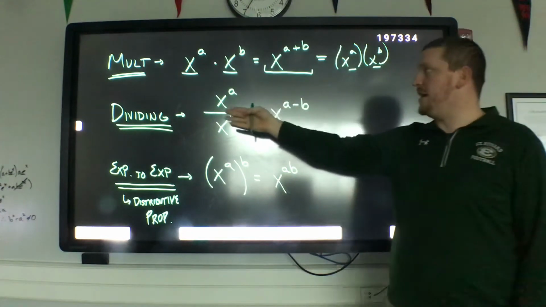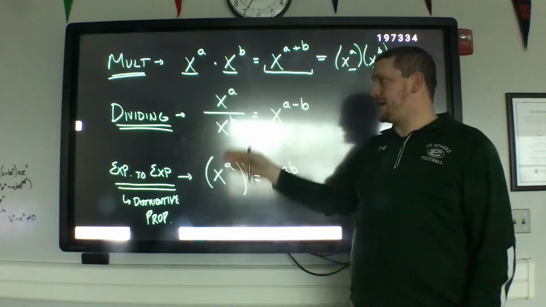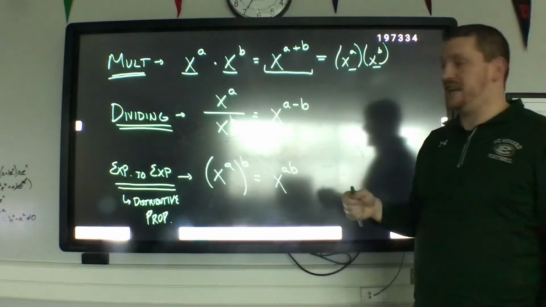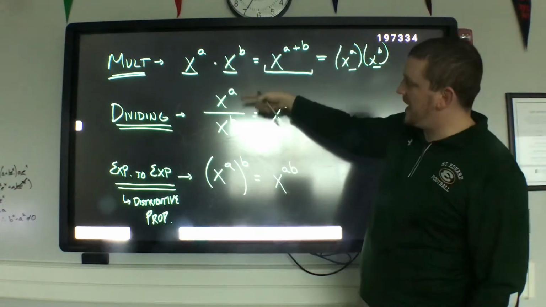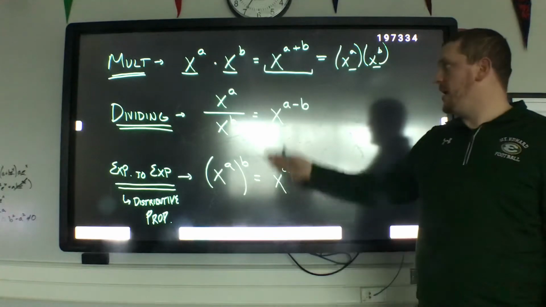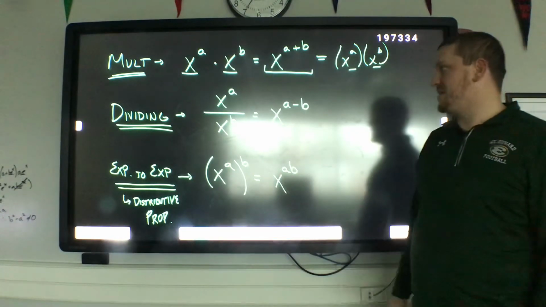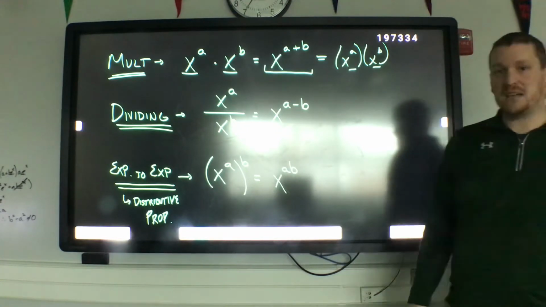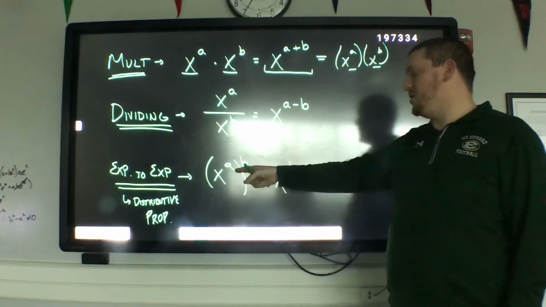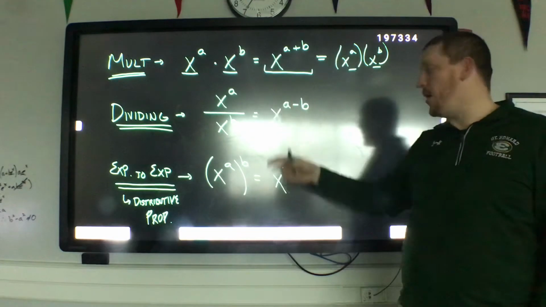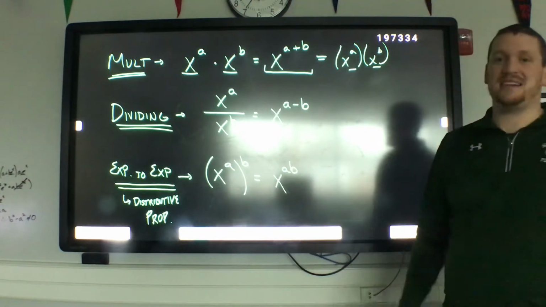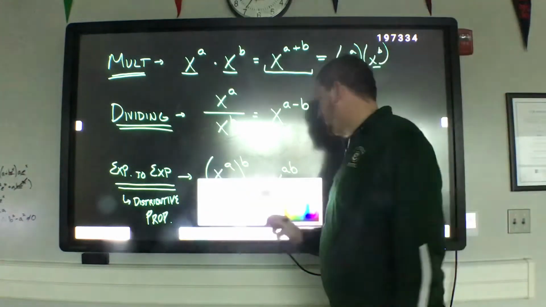When you're dividing, we have x to the a over x to the b, so when you divide, what we do is we subtract. We get x to the a minus b, so you take the one on the top over the one on the bottom and just subtract them. So you get x to the a minus b. And then when you have an exponent to an exponent, what that means is that you have x to the a to the b power, which then you just multiply them together and you get x to the a times b. So a quick example of each of these.